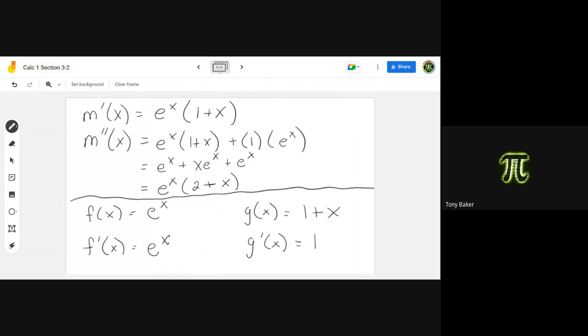Did you skip this step? Yeah, it's 1 plus 1 is 2. I just put them together at the same time. Well, you would, yeah. It'd be 2. So you could write this step as 2 e to the x plus x e to the x, which is how I got the 2 plus x.